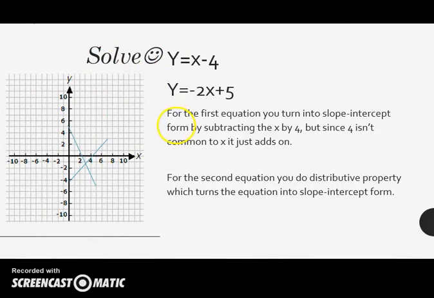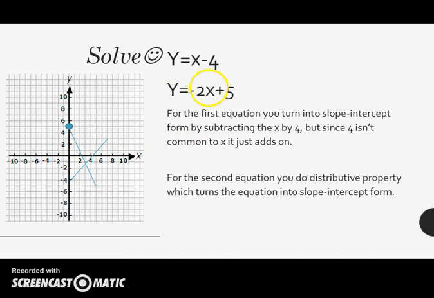We would have to turn the first equation into slope-intercept form, which would be y equals negative x plus 4. And we would keep the second one the same as it was before because it was already in slope-intercept form. For the first equation, you would move x to the other side, and it would become this equation. And for the second equation, you wouldn't have to do anything.